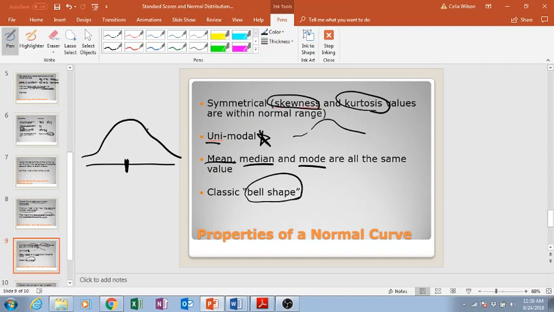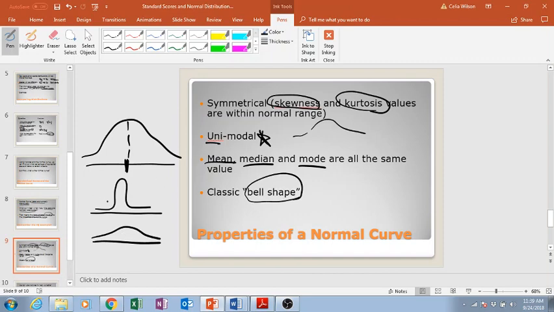It's symmetrical. So if I drew a dotted line and I folded it on the dotted line, the two sides would match. It's perfectly symmetrical. Kurtosis is that height to width ratio. And again, we're going to talk about these more in a little bit. But basically, it has a nice height to width. So it wouldn't be something like this, where it's tall and skinny, or this, where it's short and fat.